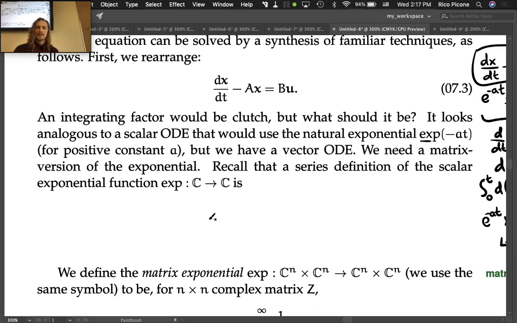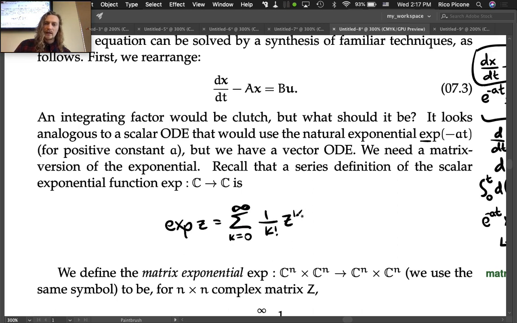So recall that a series definition of the scalar exponential function, the good old-fashioned exponential function, is the exponential of z, some complex number, equals the sum from k equals 0 to infinity of 1 over k factorial z to the k. That's the good old-fashioned series definition of the exponential. You've learned this in calculus 2, I think, when you did series of transcendental functions.